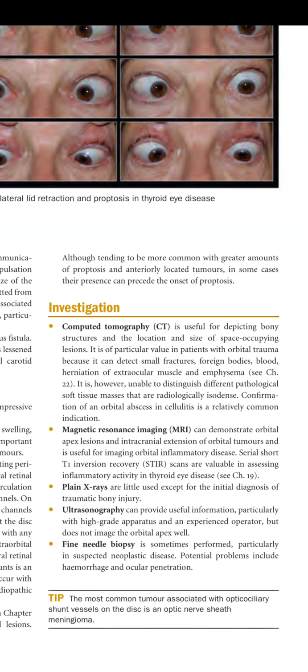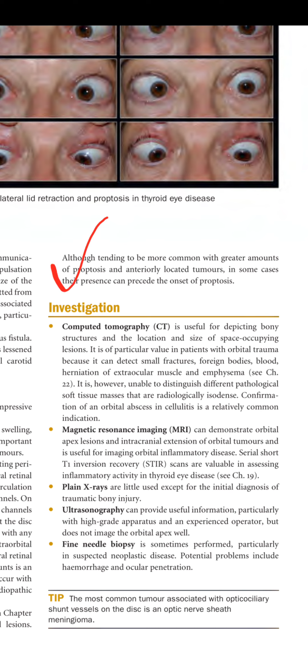CT scan is useful for depicting bony structure and the location and size of the space occupying lesion. It is of particular value in a patient with orbital trauma because it can detect a small fracture, foreign bodies, blood, herniation of extraocular muscle, and emphysema. It is, however, unable to distinguish between different pathological soft tissue masses that are radiologically isodense. Confirmation of an orbital abscess in cellulitis is a relatively common indication.